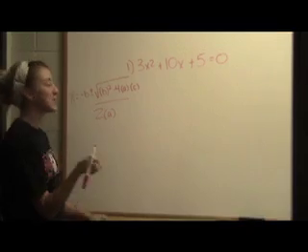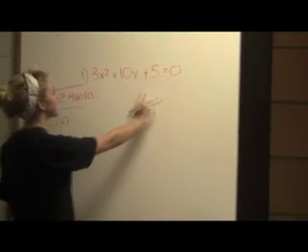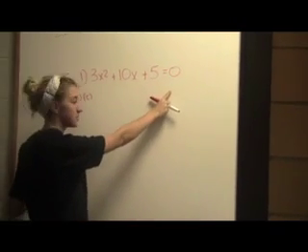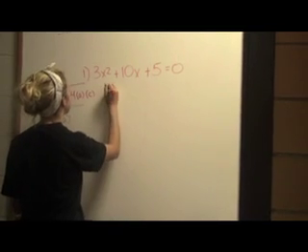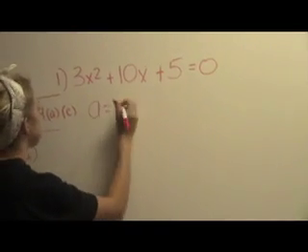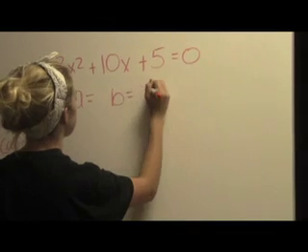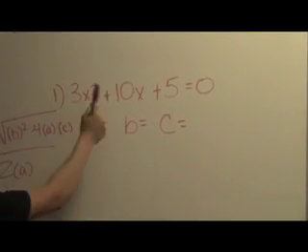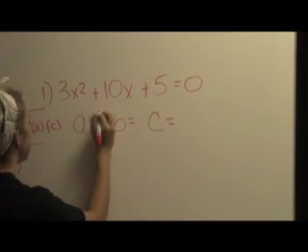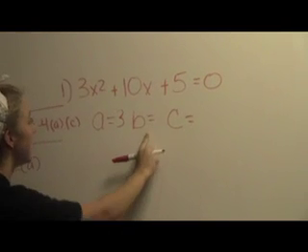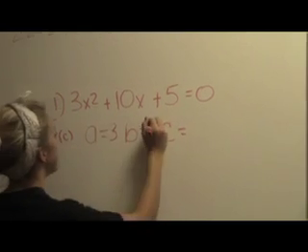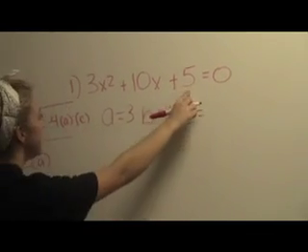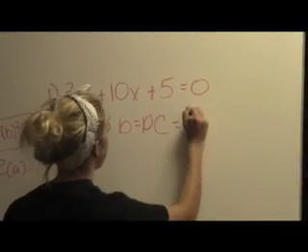This is the quadratic formula, and when you first have it, you want to make sure it's always equal to 0. And the way you start is you have A equals, B equals, and C equals. Your A is always going to be the x to the second, and you don't use x, so just use the numbers. So A equals 3, B is your x, so B equals 10, and then your C is going to be this number, which is 5.